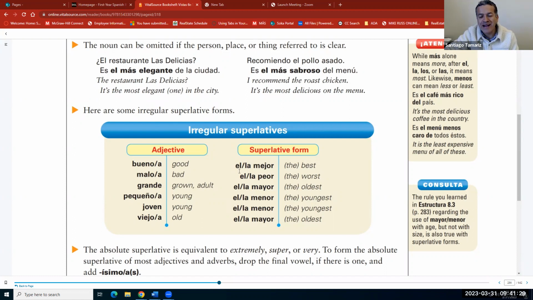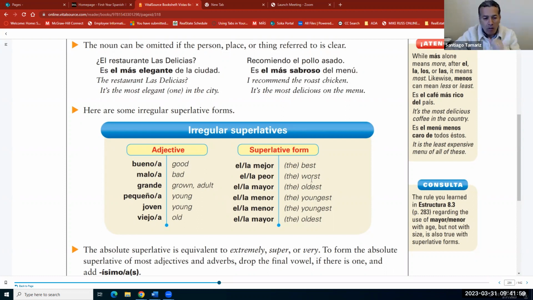You need to use the article, el or la, in this case. It depends on what you're talking about, yeah? The gender of the noun that you're talking about. Bueno becomes el o la mejor. Good is here, el o la mejor is here, the highest degree in this case. Malo is bad, or mala. Now, el o la peor, the worst. Mala is here or malo, the worst is the lowest degree in this case.